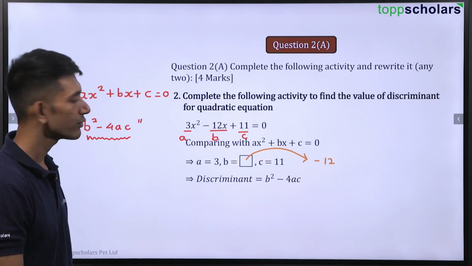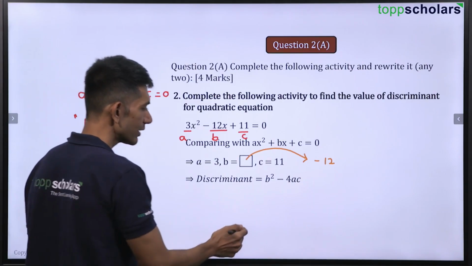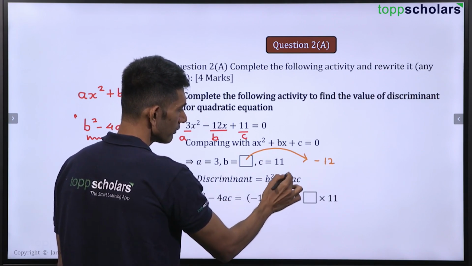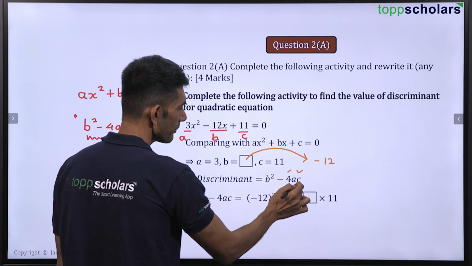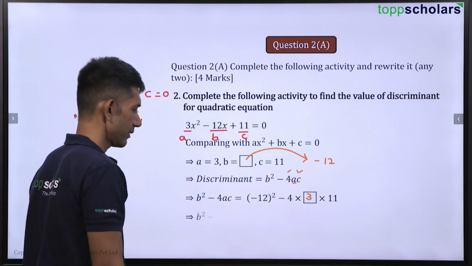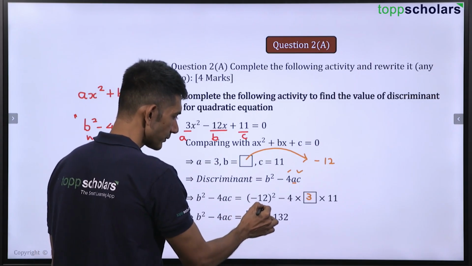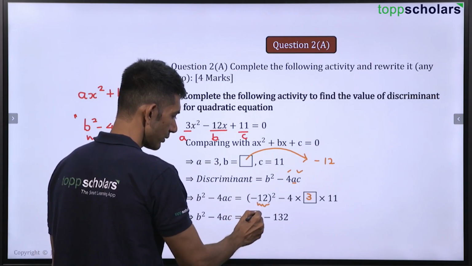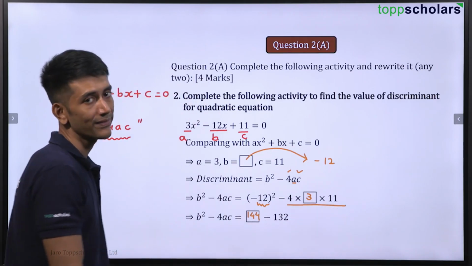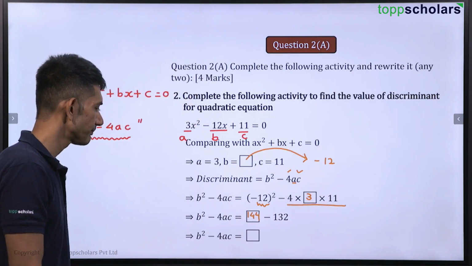Discriminant is b square minus 4ac. So minus 12 square minus 4, 4 is given, c is given. In the middle, a is not given. What is a? A is 3. Right, 3. So this becomes 144 minus 132, and that is 12. Okay.